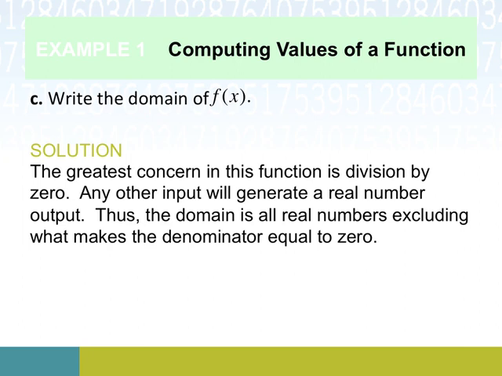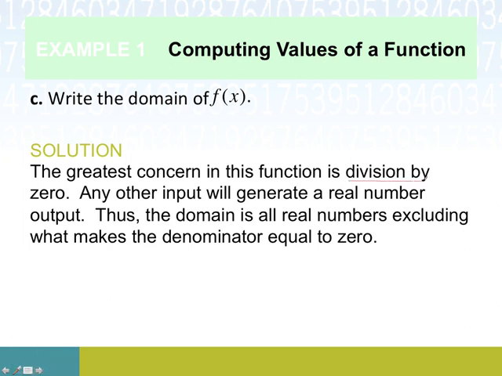Taking the square root of a negative number causes you to have a non-real number. And division, which is, I think, the one most important to us here. If we divide by 0, we get something undefined as well. So the greatest concern is division by 0. And that's because our function actually involves division.